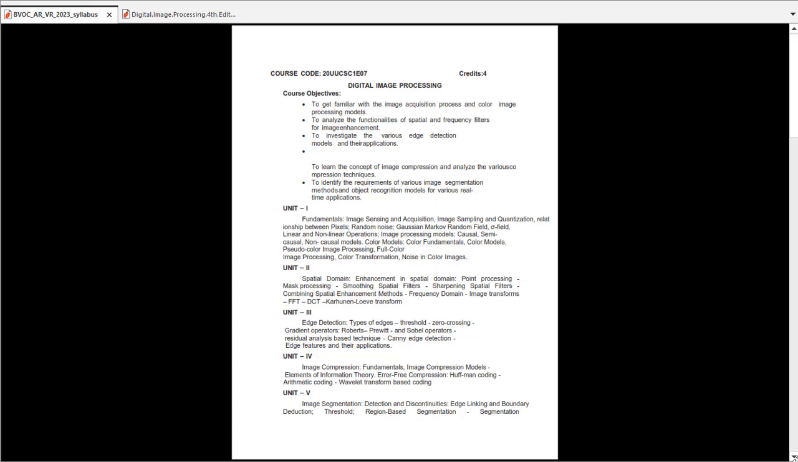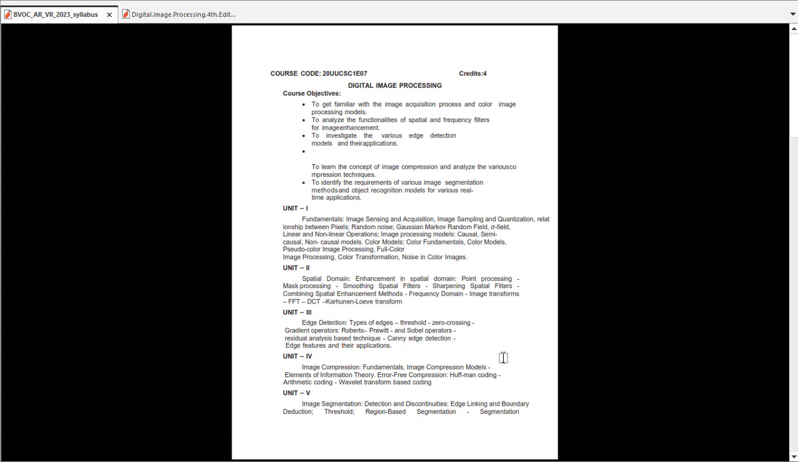These include image sensing and acquisition, image sampling and quantization, the relationship between pixels, and random noise, Gaussian Markov random field, and the sigma field, linear and non-linear operations, image processing models, causal, semi-causal, and non-causal models, and the color models of image processing, like color fundamentals, color models, pseudo color image processing, full color image processing, color transformation, and noise in color images.